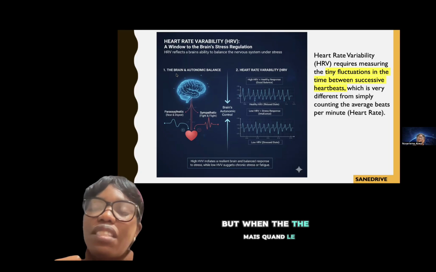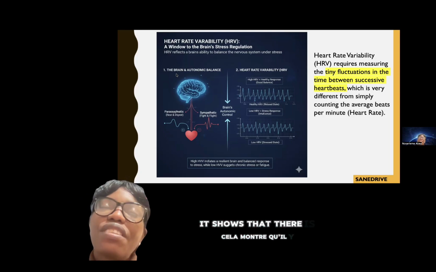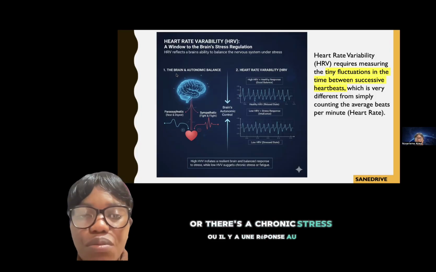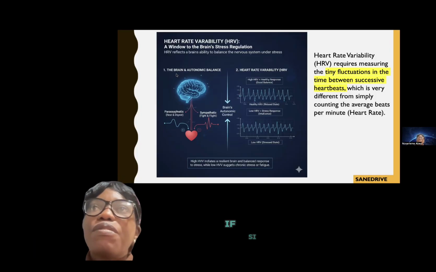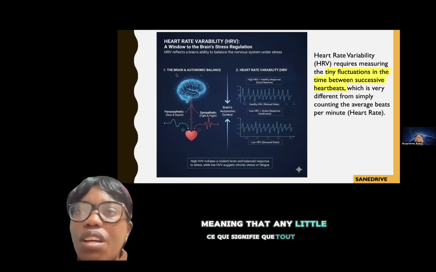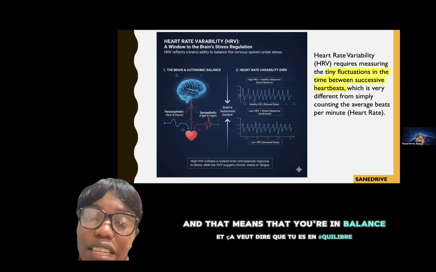But when the heart rate variability is low, it shows that there is a problem, or a chronic stress response, and there may be fatigue. For example, if there is no buffering system, if it is on the low side, meaning that any little trigger, the person may be thrown off balance. And that means there is an imbalance in the nervous system.